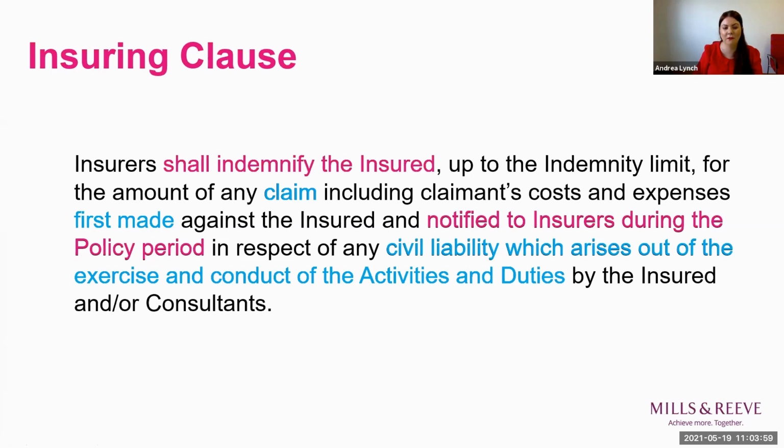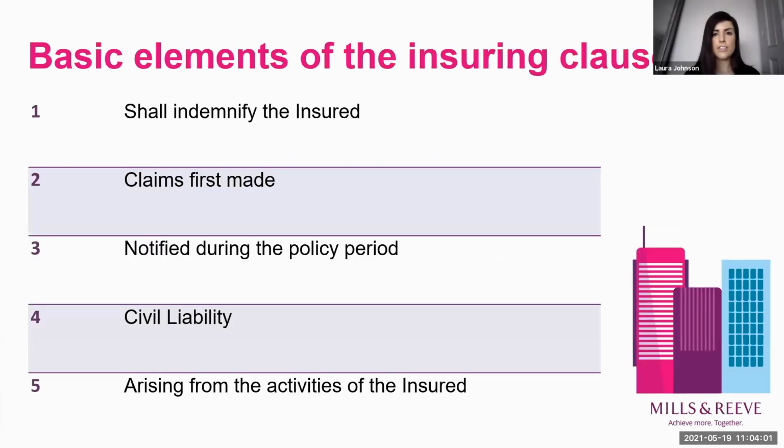Right, Laura, so there is a lot of information there. Can you break that down for us? Yeah, I mean, you're absolutely right, Andrea. It does at first glance look like a lot of text, but I do think we can probably just break it down really easily into 5 basic elements. And those are, shall indemnify the insured, claim first made, notified during the policy period, civil liability arising from activities of the insured.